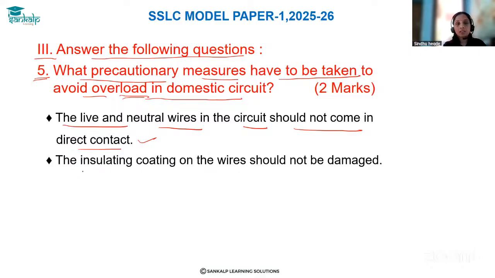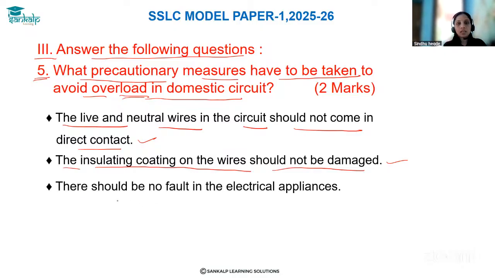The second one: the insulating coating on the wire should not be damaged. Every wire has some insulation coating. If this insulation coating gets damaged, overload takes place in the circuit. So the insulating coating on the wire should not be damaged. This is the second point.